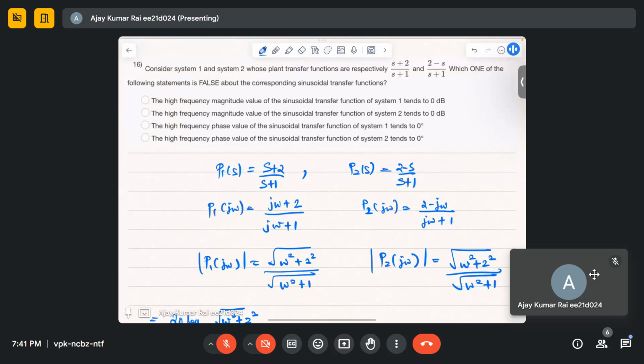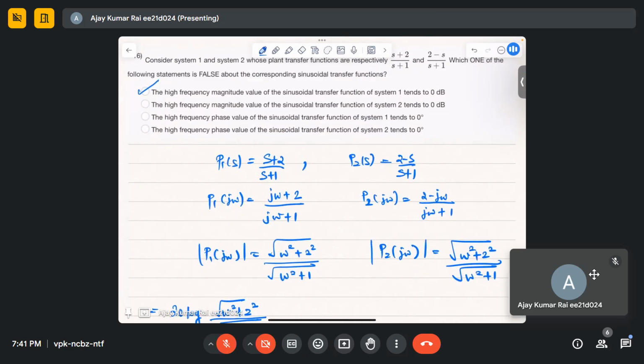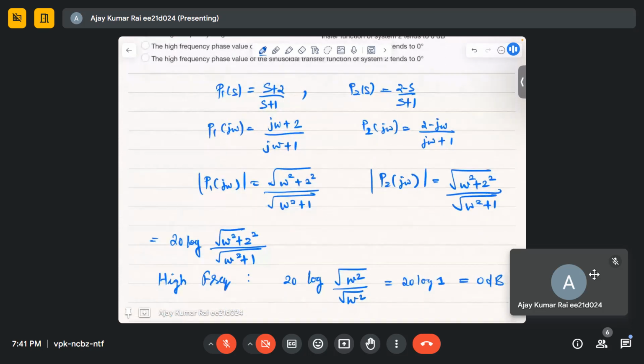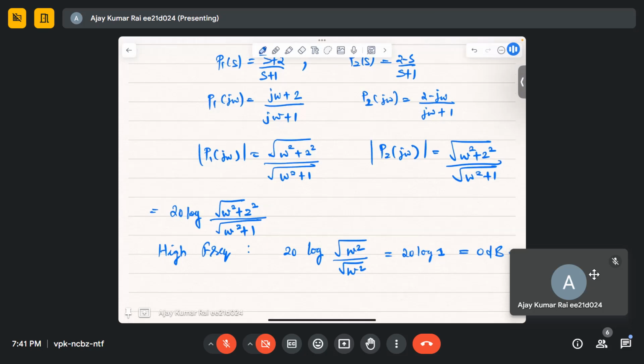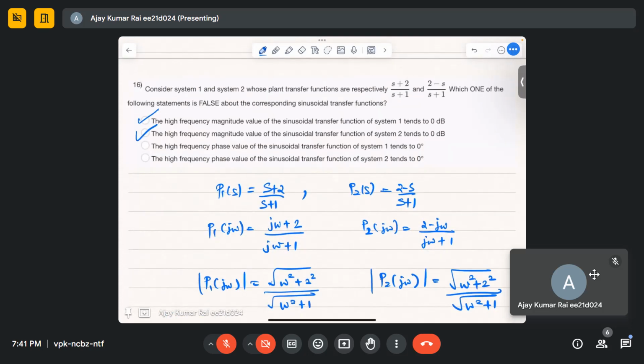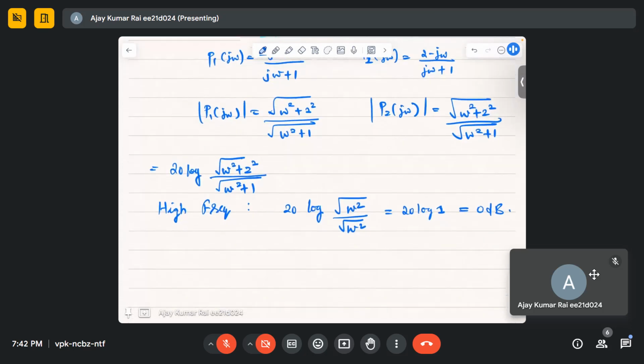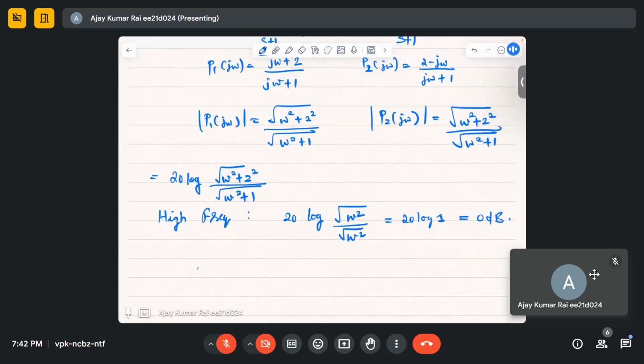So this is true, right? The first statement is true: the high frequency magnitude value of the sinusoidal transfer function of system 1 tends to 0 dB. Let's see the second option. The high frequency magnitude value of the sinusoidal transfer function of system 2 tends to 0 dB. This is also correct, because the magnitude of both the transfer functions are same, so high frequency magnitude is also same. In case of the second also, it tends to 0 dB. And the third option is the high frequency phase value of the sinusoidal transfer function of system 1 tends to 0. Let's find out the phase of system 1.